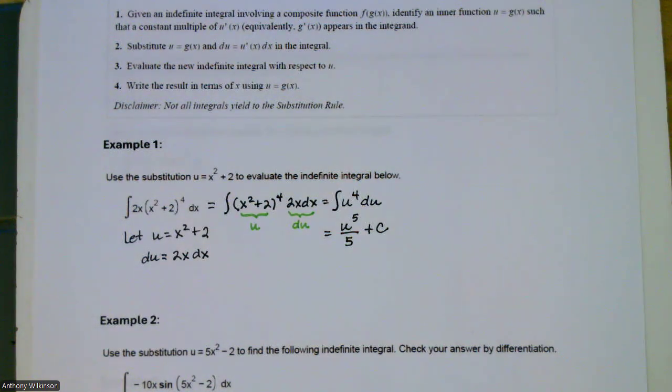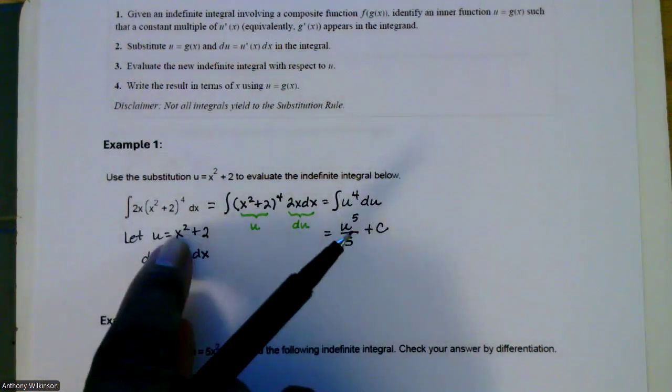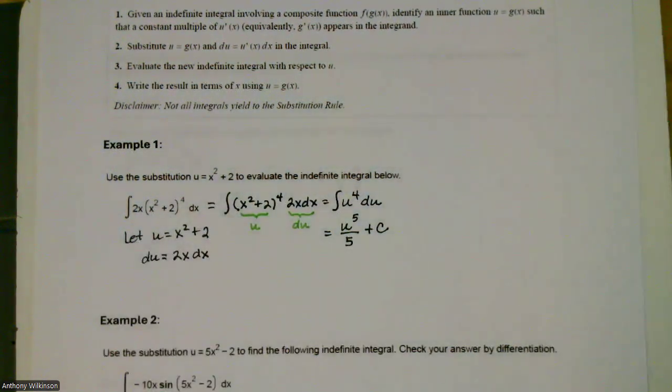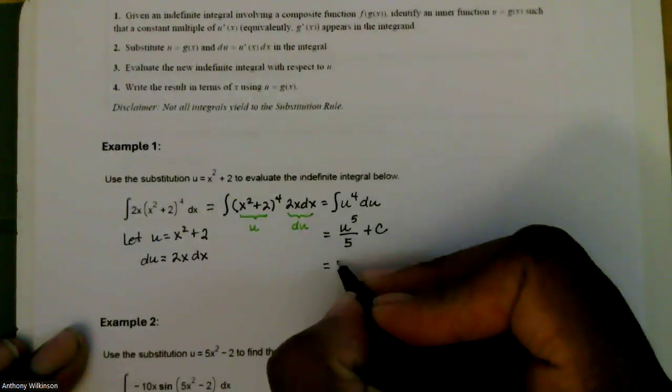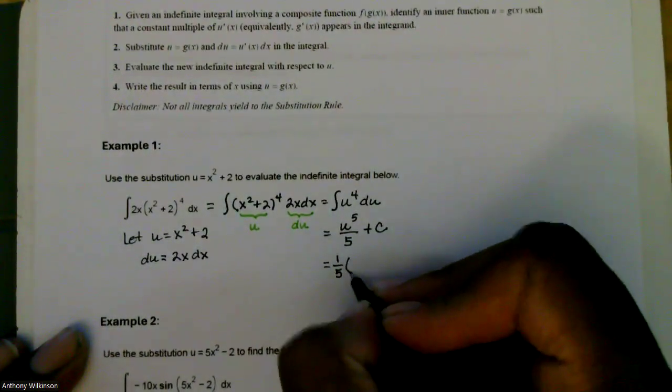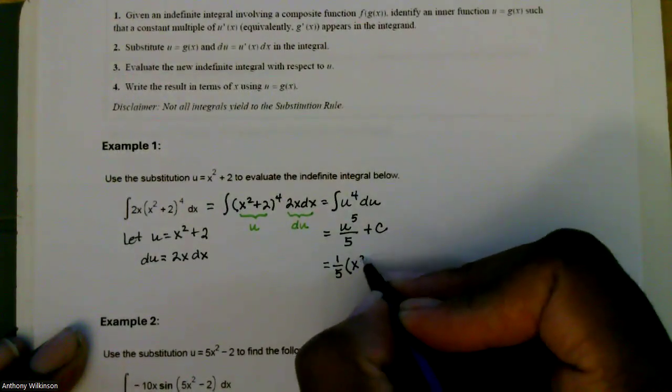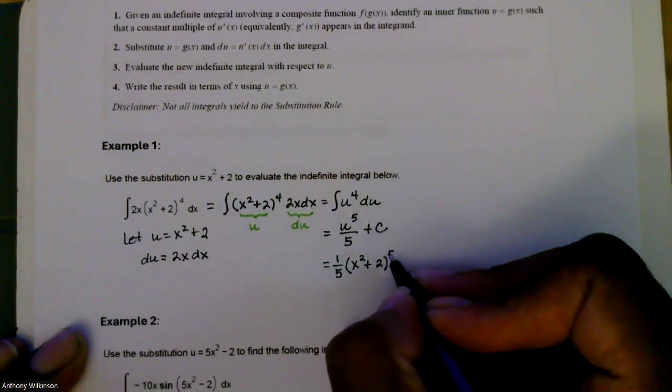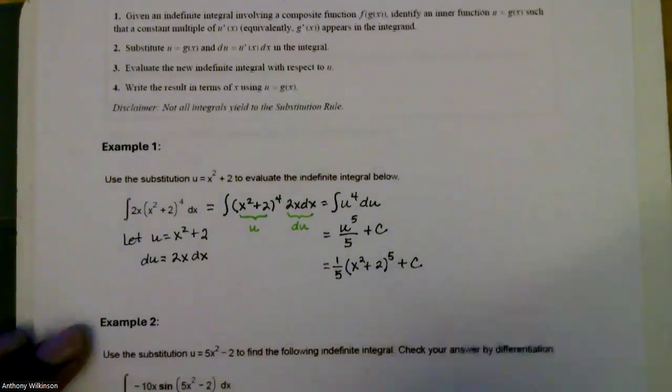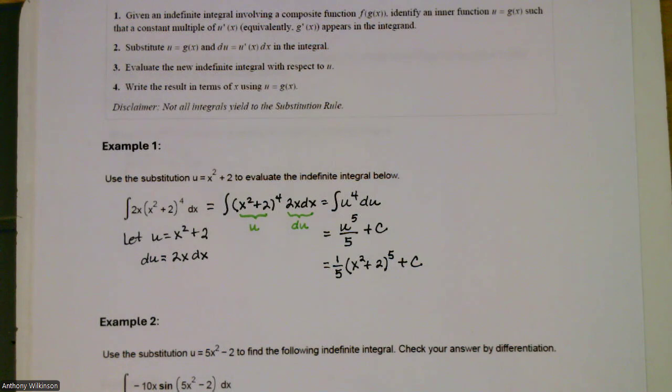Now, I can't leave this answer in terms of u. The final answer has to be in terms of x. So I'm going to do the back substitution since u is equal to x squared plus 2. I'm going to write this in another way, like 1/5, and then replace that u with the x squared plus 2, and that's going to be to the 5th power plus c. Okay. So that's how we use an appropriate substitution to integrate functions like these.